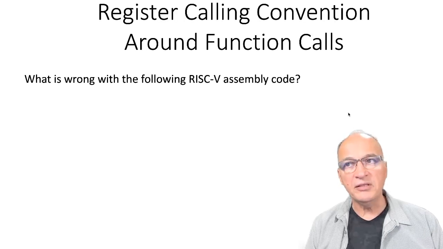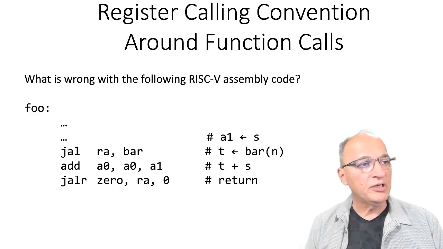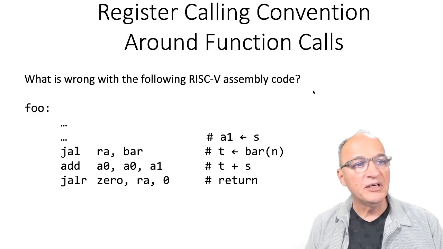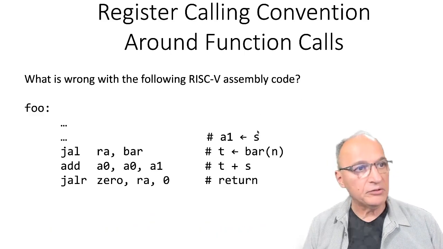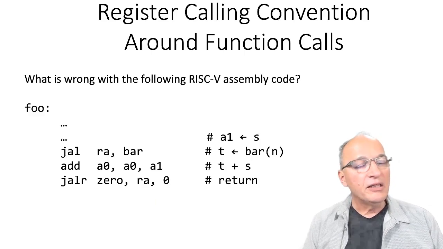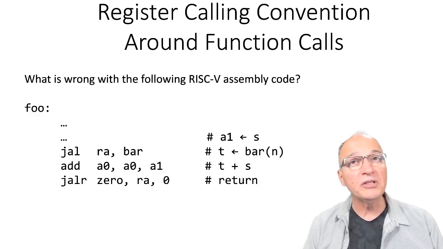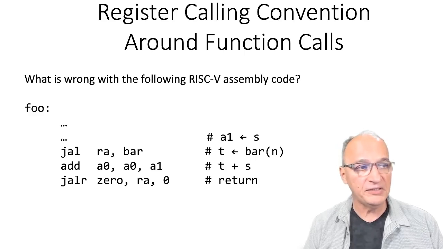And this example has something wrong in it. This is a very simple example. There is some code that we are not showing that will put the value of a variable s into the register A1. Then there will be a call to a function bar, and this call to function bar will return the value of a variable t, so it's returned into a0. Then what I want to do is to compute the value of t plus s, and the function foo itself will return the value of t plus s.